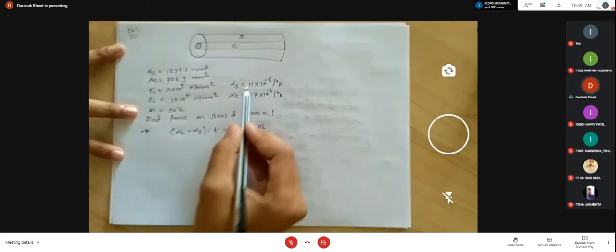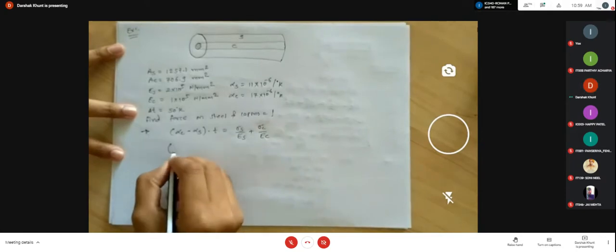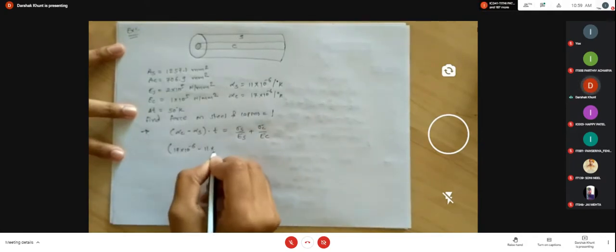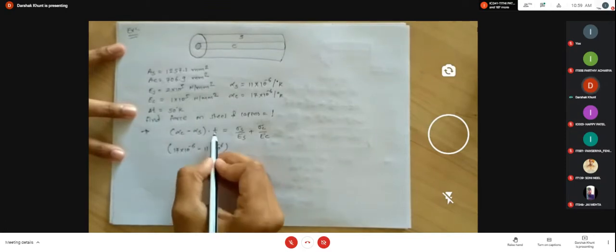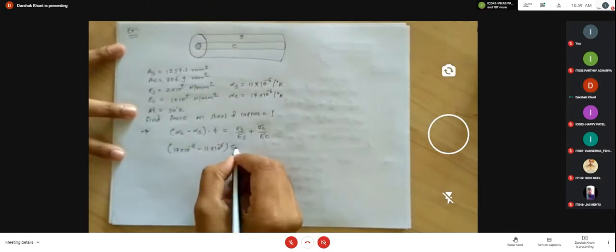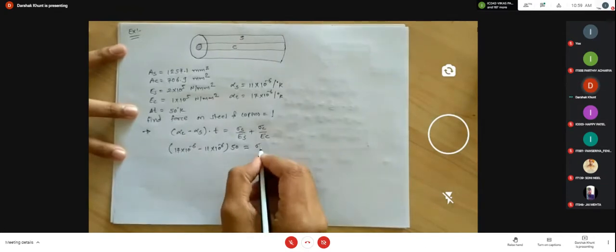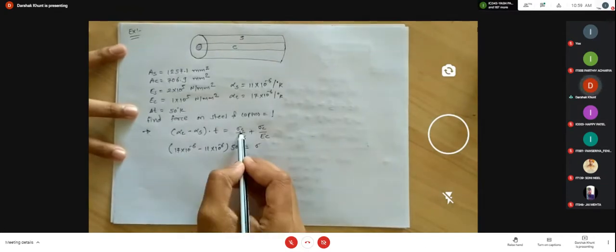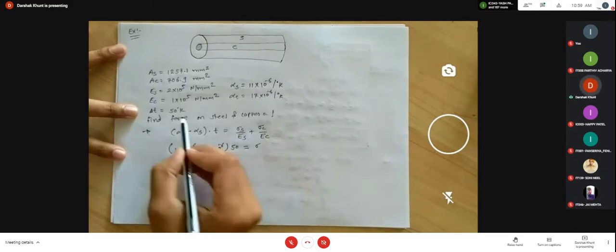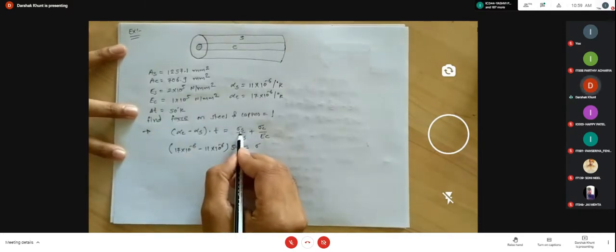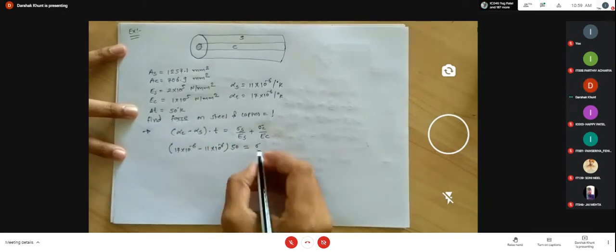Okay. So if we put the values here, 17 into 10 raised to minus 6 minus 11 into 10 raised to minus 6, the temperature difference is 50 Kelvin. Now the stress in the steel section has to be found, because if we find the stress, we can easily find the forces. Area is given. So first of all we find the stress, and then from the stress we find the force.